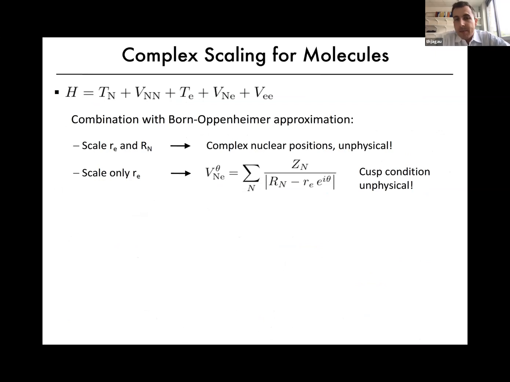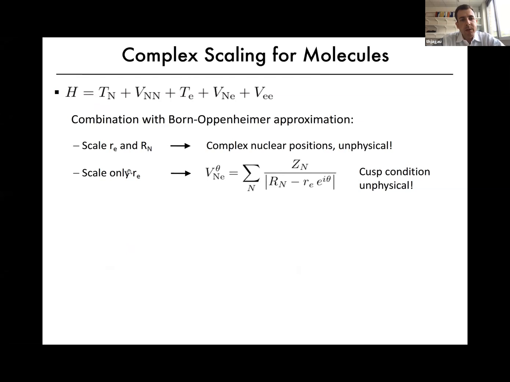Now, we want to deal with molecules. So how do we combine this theory of complex scaling with a molecular Hamiltonian? Well, the problem is if we want to apply the Born-Oppenheimer approximation, it's not going to work. If we start from this Hamiltonian and want to invoke Born-Oppenheimer, we have 2 ways to do it. We can either do complex scaling first, scale everything, and then do the Born-Oppenheimer approximation. That leads to complex nuclear positions. Nobody knows what that means. There are ideas how to remedy the situation. Something called back rotation has been proposed by Moiseyev, for example, but it's involved.